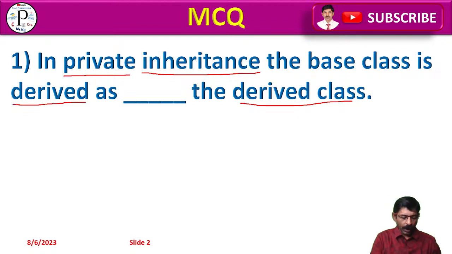The options will be private, public, protected, or default. Because while deriving, I made the derivation mode as private.